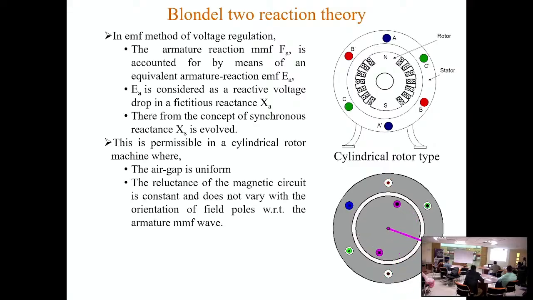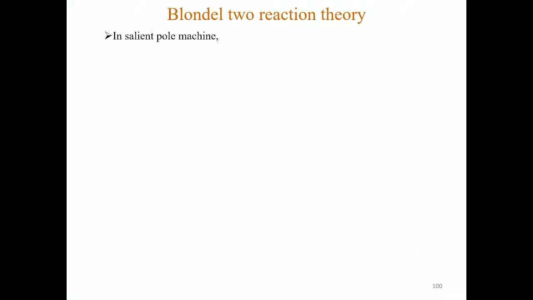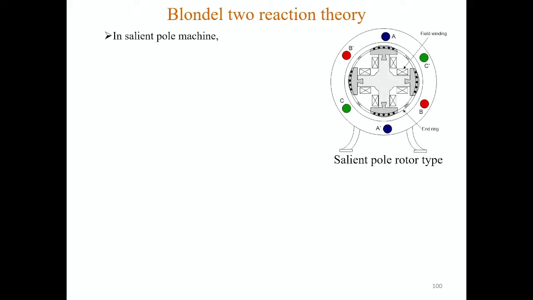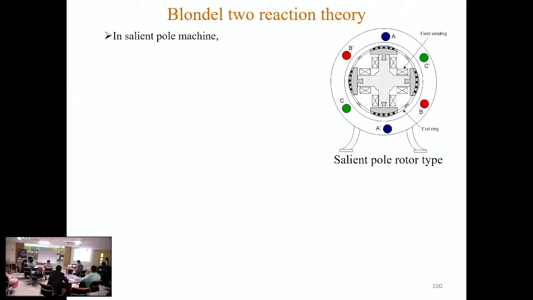But that is not the case for a salient pole type machine. For a salient pole synchronous machine, the situation is totally different because we have different air gap lengths along the polar region and the interpolar region.